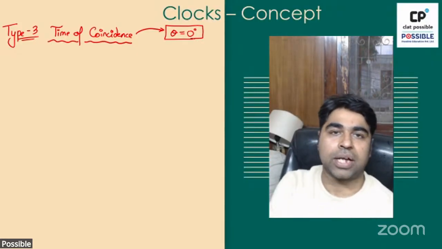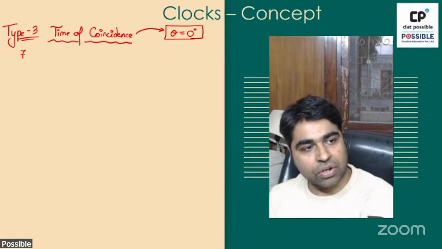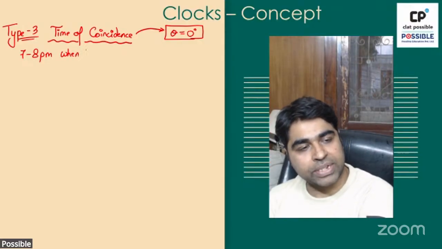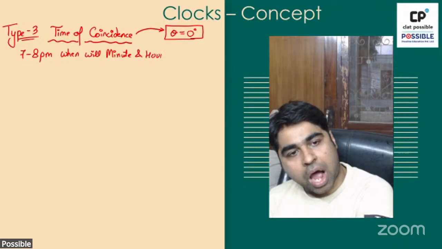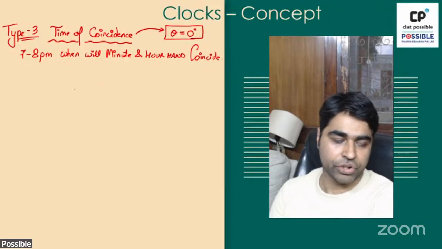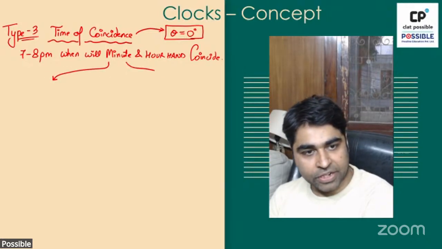Okay, now how to solve this kind of a question? Suppose I ask: between 7 and 8 PM, tell me what will be the time of coincidence. Okay, when will the two hands coincide? When the minute hand and the hour hand coincide, that means we'll have an angle of 0 degrees between them. Okay. So there are two methods.